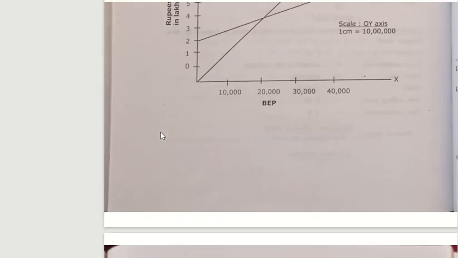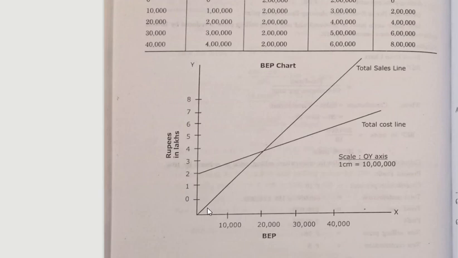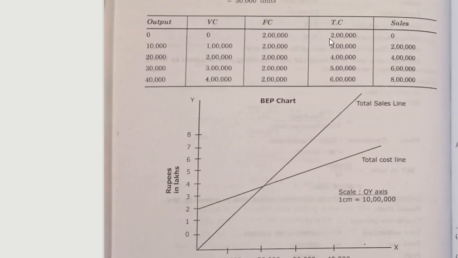And your break even chart will always have units on your x-axis and rupees on your y-axis. So if you see, your total sales line goes up: 10,000, 20,000, 30,000, 40,000 units. So in that you go up by 2 lakhs, 4 lakhs, 6 lakhs and 8 lakhs. And your total cost line starts with 2 lakhs. Why? Because it is with your fixed cost. So you start with 2 lakhs, 3 lakhs, 4 lakhs, 5 lakhs and 6 lakhs.